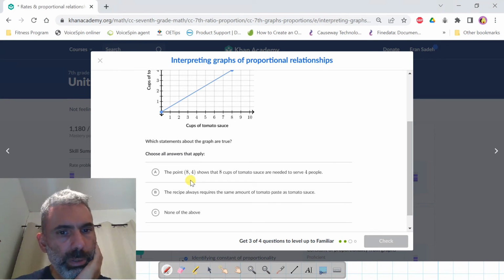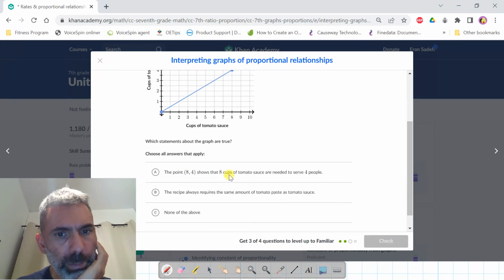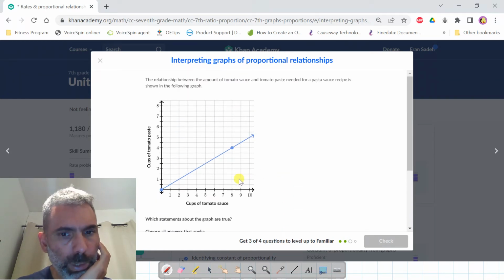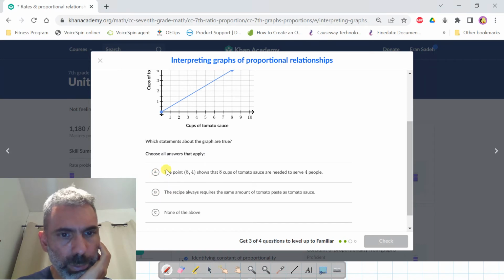The point (8, 4) shows that 8 cups of tomato sauce are needed to serve 4 people. No. 8 cups of tomato sauce means that we need 4 cups of tomato paste to make the recipe. Okay, so A is not correct.